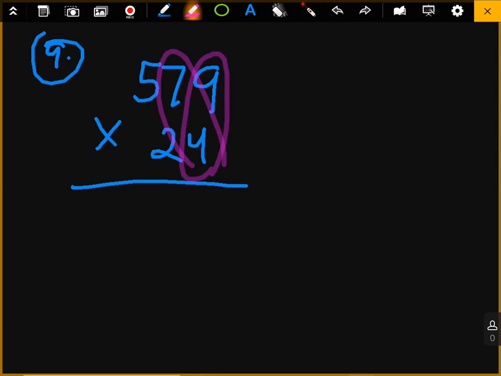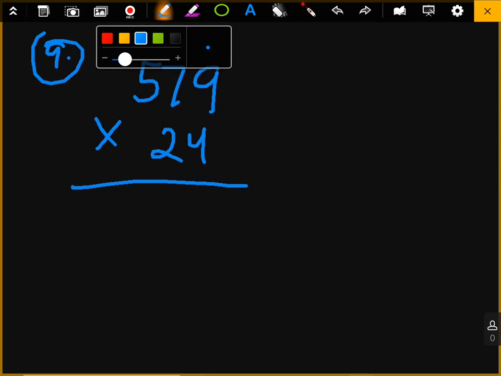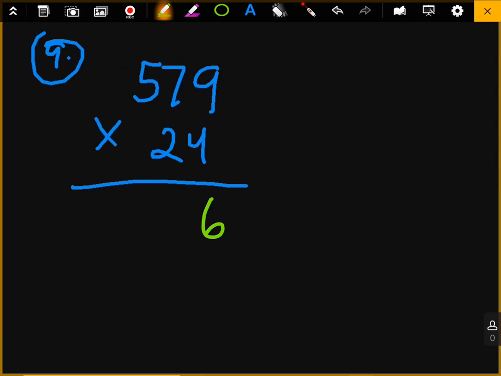Okay? So, 4 times 9 is 36. The 6 goes there. The 3 that was in the tens place gets carried up. 4 times 7 is 28. Plus 3 is 31. The 1 that was in the ones place goes there. The 3 that was in the tens place gets carried up. 4 times 5 is 20. Plus 3 is 23. Okay?